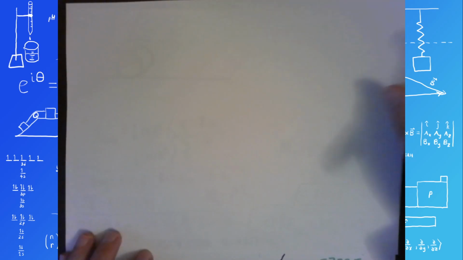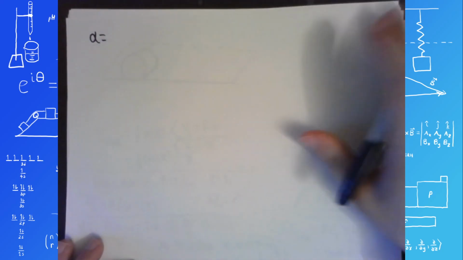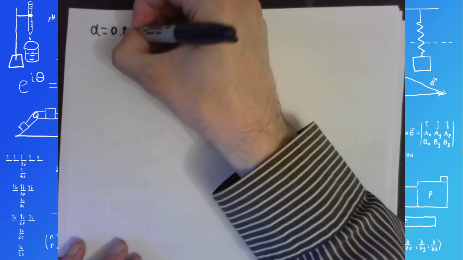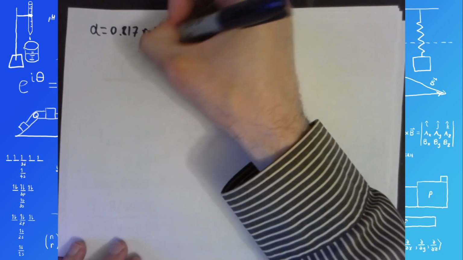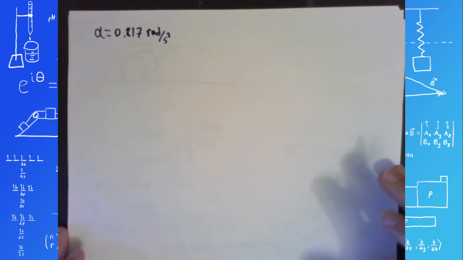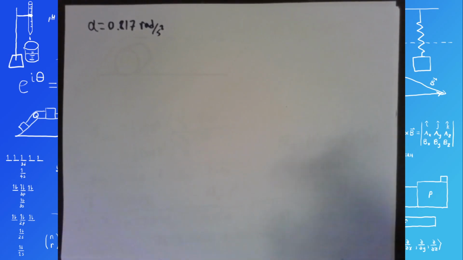Let's see, I want to copy angular acceleration equals 0.817 radians per second squared. Not the best looking 8 I've ever written, but it'll have to do. And let's see what we can do with this. So they told us that it started from rest, didn't they? Let me reread it.